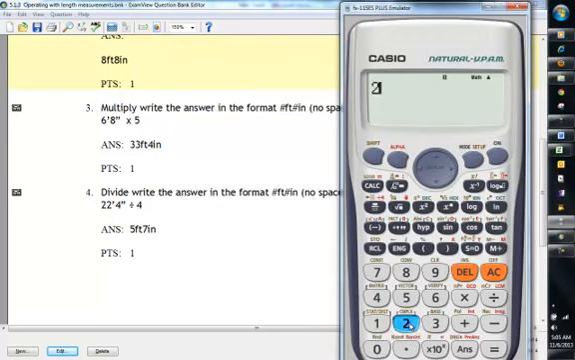Last one, 22 feet. Oops, forgot to do it. There we go. 22 feet, 4 inches. And we're going to divide that by 4, and we get 5 7/12. Since the denominator is already 12, our answer is 5 feet, and the numerator is 7 inches. So that's how you do these problems.